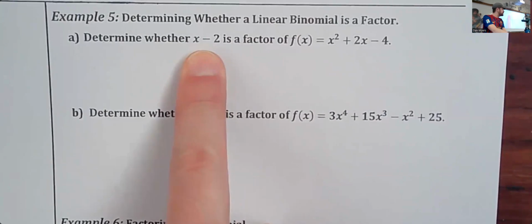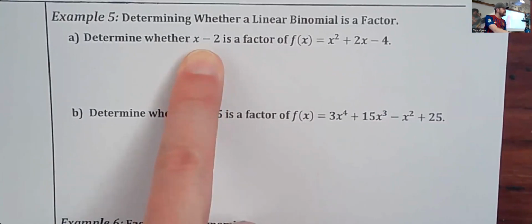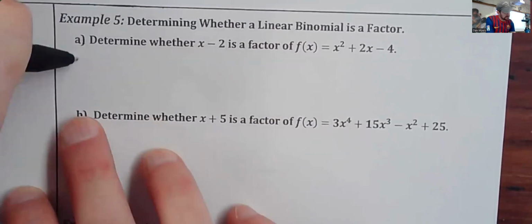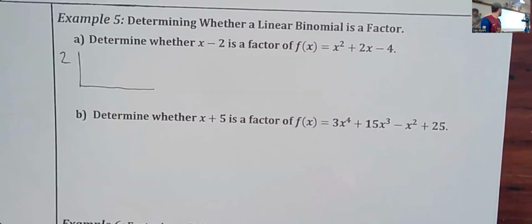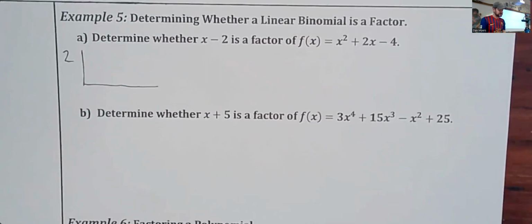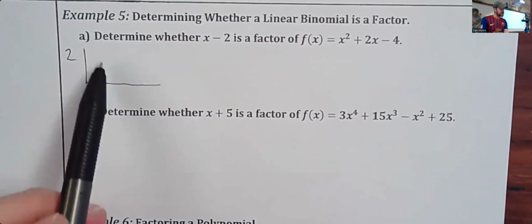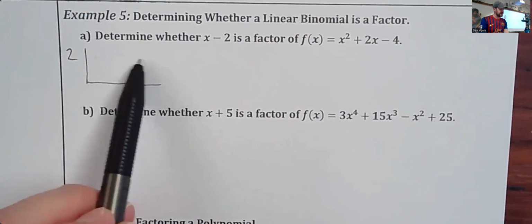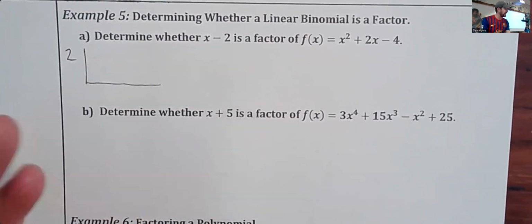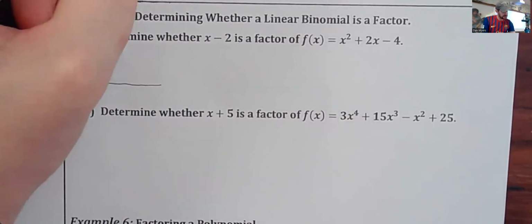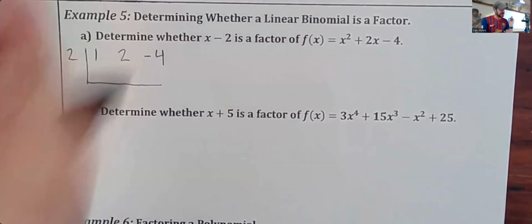If x minus 2 is equal to 0, what's the value of x we have to use? 2, yeah. So 2 goes on the outside of our large upside down division symbol. And then the top row, what are our 3 values going to be for the top row here? 1, 2, and -4. Good. The coefficients of the quadratic, the linear, and the constant value.